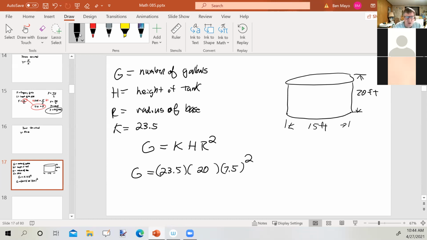So we've got G equals 23.5 times 20 times 7.5, the quantity squared. So 23.5 times 20 times 7.5 squared. And I'm getting 26,437.5 gallons.